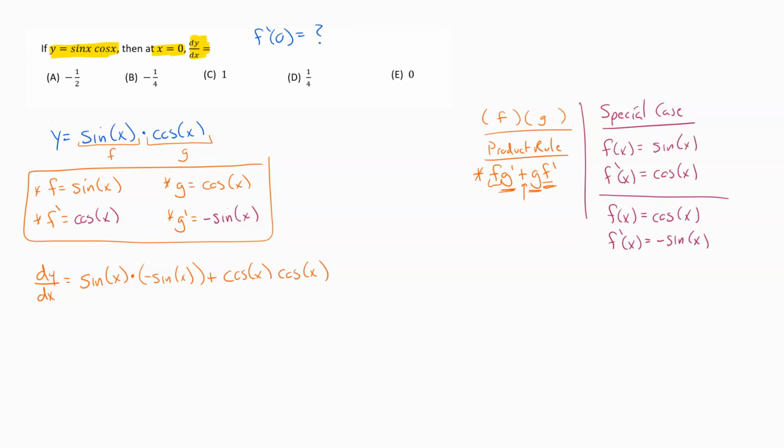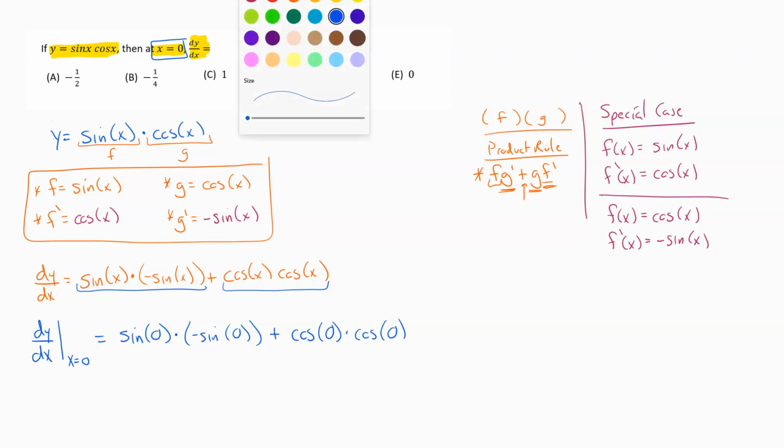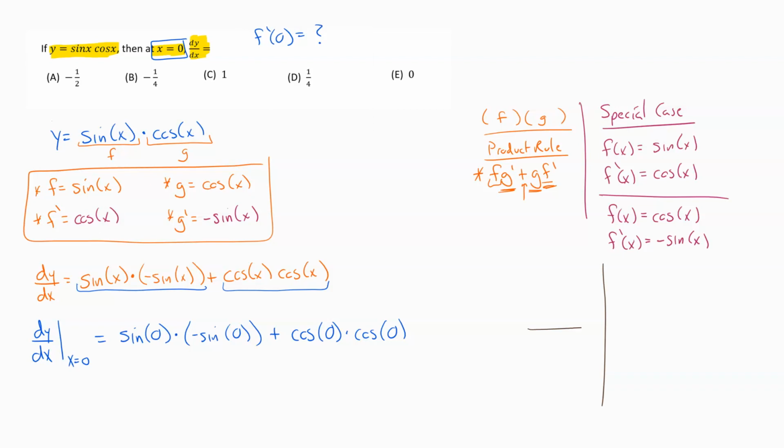So there's our derivative, and then what they want us to do is plug 0 into our derivative. Notationally, with this type of notation, you would see it as dy/dx evaluated at, that's what that bar means, x equals 0. Everywhere we see an x in this equation, we're going to plug in 0. So this would be the sine of 0 times the negative sine of 0 plus the cosine of 0 times the cosine of 0.